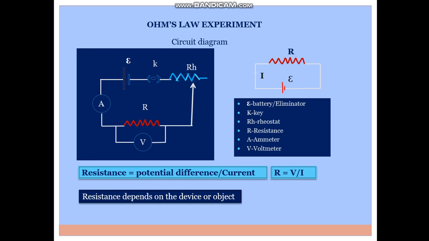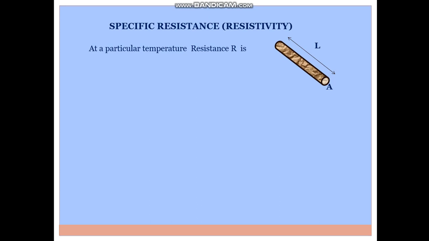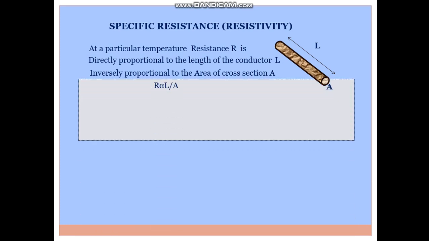Now, we are going to talk about specific resistance, which is also known as resistivity. So, obviously, it is some kind of resistance. Let us see where. So, we take a conductor of length L. At a particular temperature, resistance R is directly proportional to the length L of the conductor. The cross-sectional area is A, so it is inversely proportional to the area of cross-section A. More is the area, less is the resistance. So, we can combine these two and write R is proportional to L upon A.